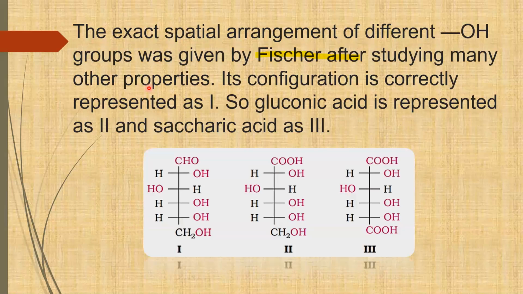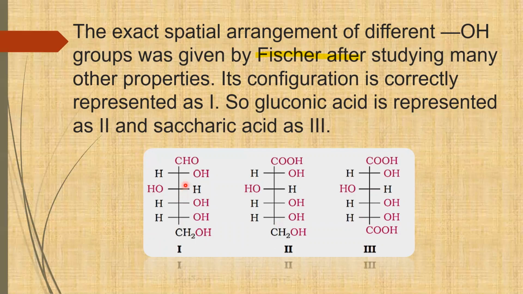Hence, after all these experiments and chemical reactions, the exact spatial arrangement of the different hydroxyl groups was given by Fischer, known as the Fischer projection formula, after studying many other properties. Its configuration is correctly represented as structure 1. Gluconic acid is represented as structure 2 and saccharic acid as structure 3.